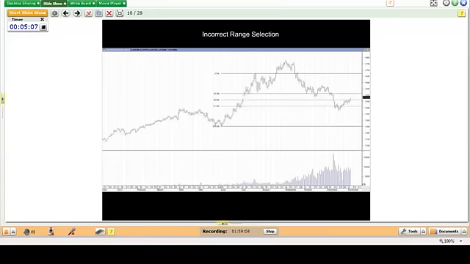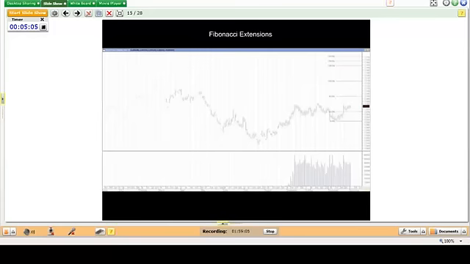Okay, Fibonacci expansions. Now this is the same market. This is the pivot point. I did the expansions. Most people use all sorts: 38.2, 50%, 61.8, 1 or unity, 1.5, 1.618, 2.618, 3.618.